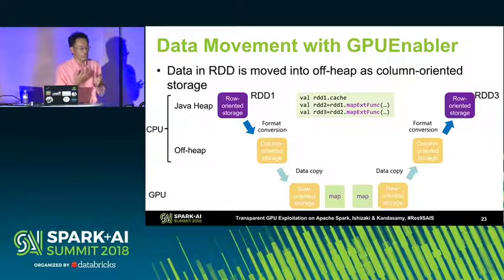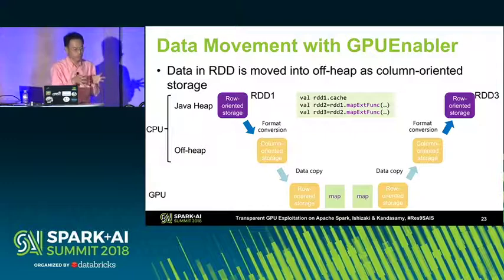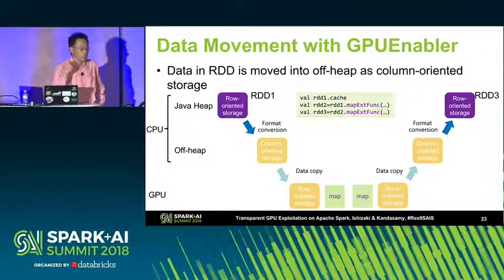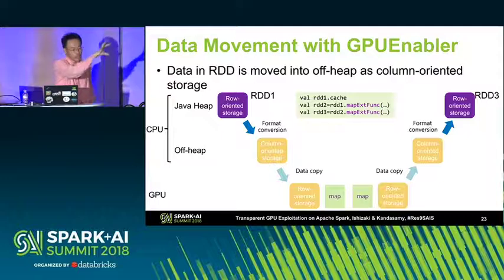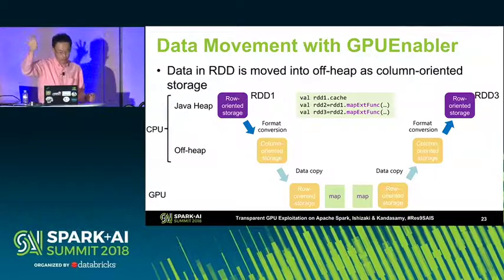After that, the two map operations can be executed in the GPU. After that, GPU enabler does the same process in reverse order. So copy from the GPU to CPU, then go back to the RDD. Finally, we get the data computed on GPU in the RDD. That's the mechanism of how data is moved from the CPU to GPU, and back to the CPU.